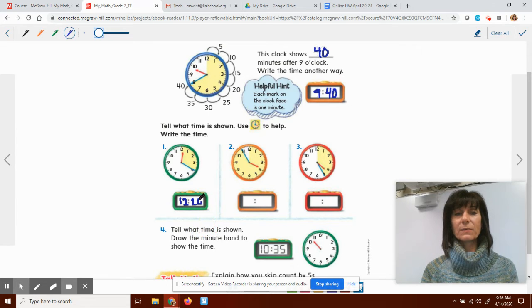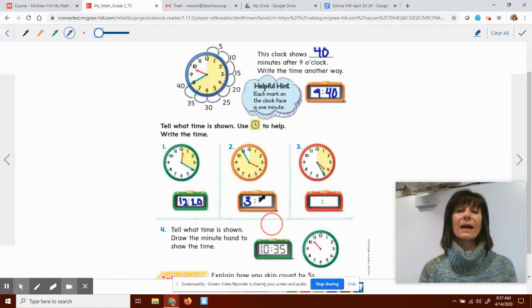Let's take a look at number 2. I first identify the hour, and it's not quite to the 4 yet, so I know the hour is going to be 3. And here I go. I'm going to skip count. 5, 10, 15, 20, 25, 30, 35, 40, 45, 50, 55.